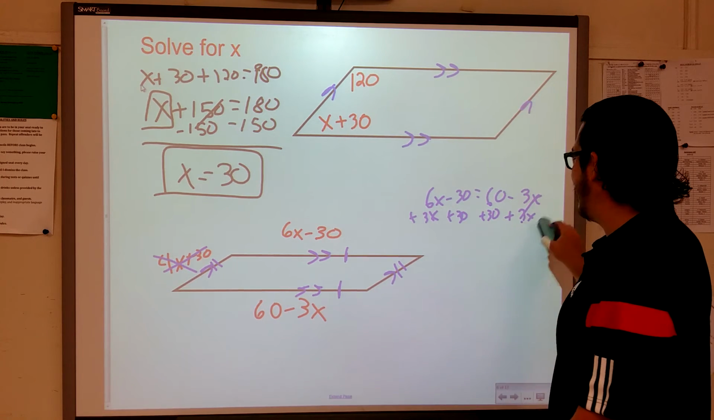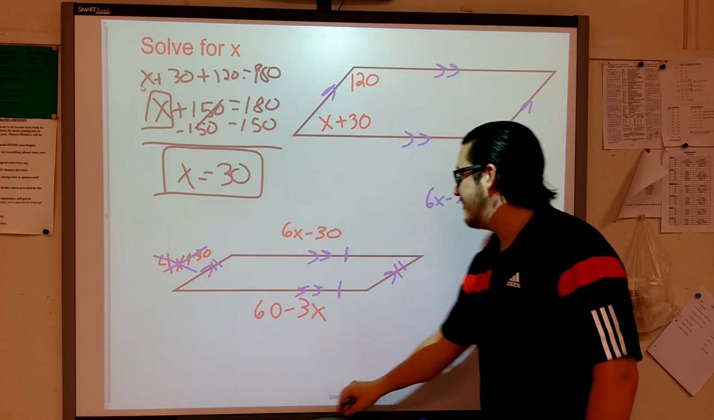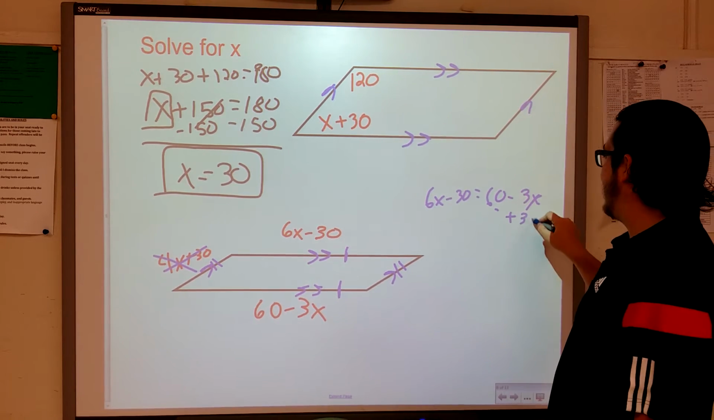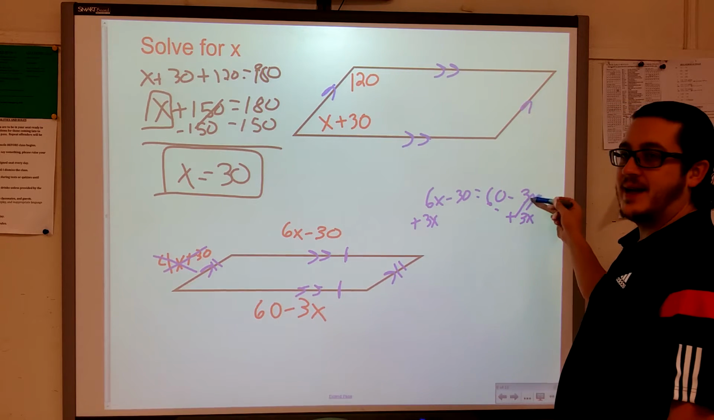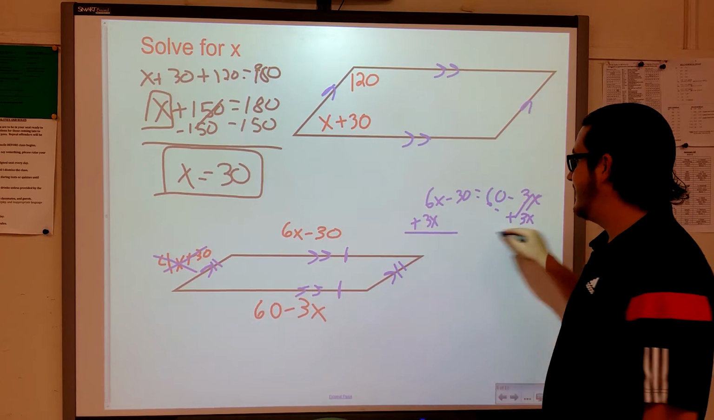Let's just redo it. Let's take it nice and slow. So we're going to add 3x. We want to get our x's on the same side, right? So to do that, we've got to cancel out this 3x. We'll bring it over to here.